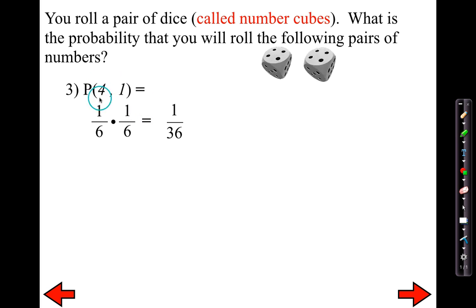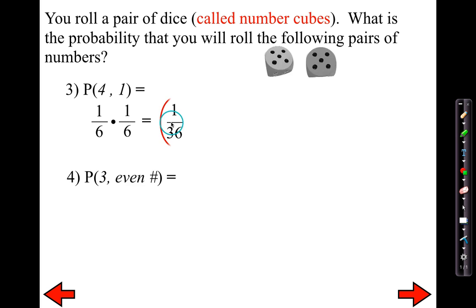Now, if you're wondering, why did I get 1 out of 6? There's only one way to roll a 4 out of 6 possibilities. Same thing for 1. There's only one way to roll a 1 out of 6 different possibilities. Multiply those two together, and I'm going to get 1 over 36.